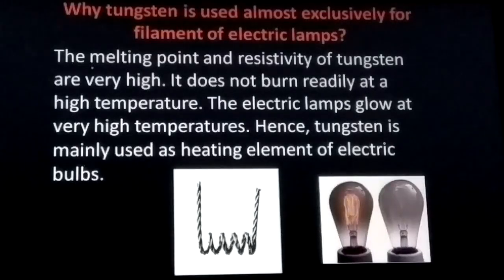So here the melting point. That means the tungsten wire will not easily melt at low temperature. So its melting point is high. And its resistivity is also very high. Therefore it does not burn readily at high temperature.